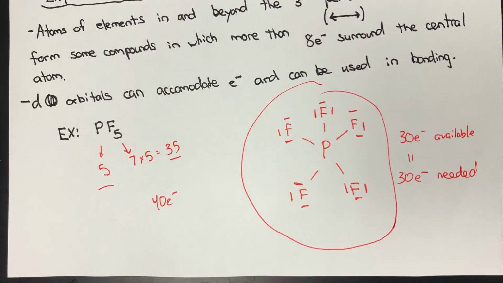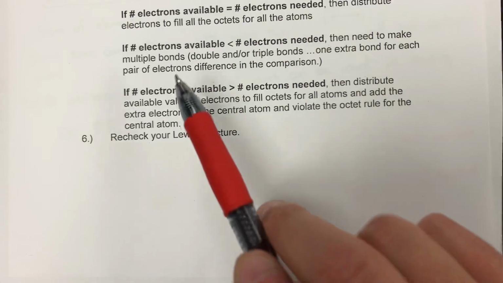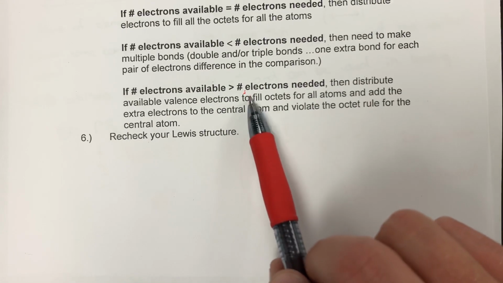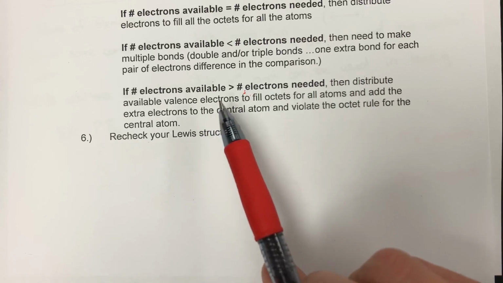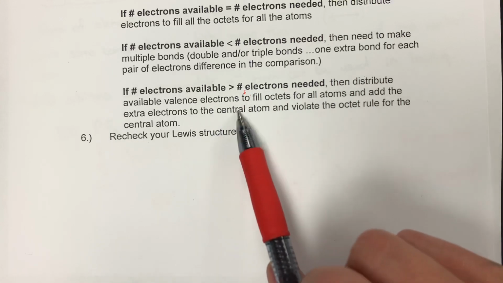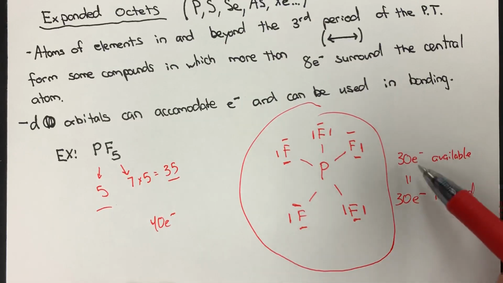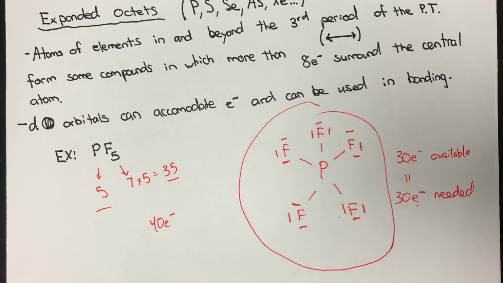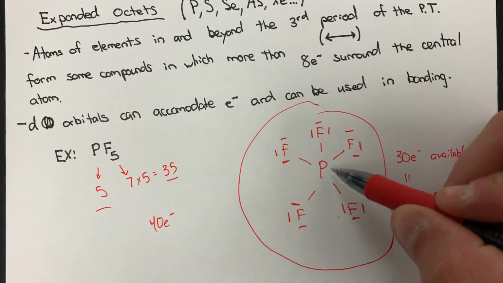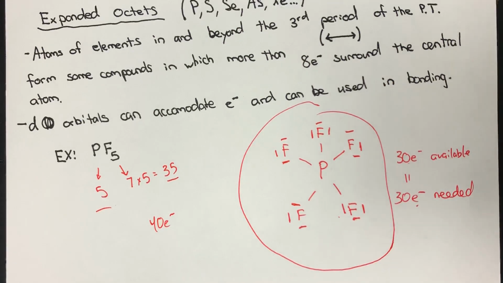When you're looking at rule 5 here, this third part, if electrons available are greater than electrons needed, then we'll distribute extra valence electrons to the central atom, okay? We didn't need that here. We didn't have any extra, but had we had, say, 32 available electrons, and we only needed 30 to satisfy the octets on those peripheral fluorines, then we would have added another lone pair to the phosphorus, okay? So if we violate that expanded octet, those extra electrons will go on the central atom there, okay?